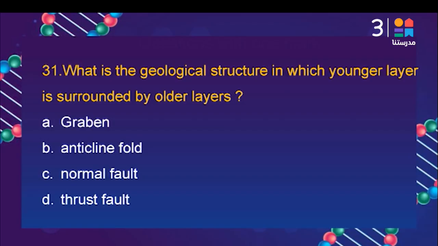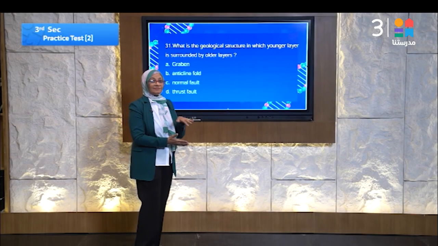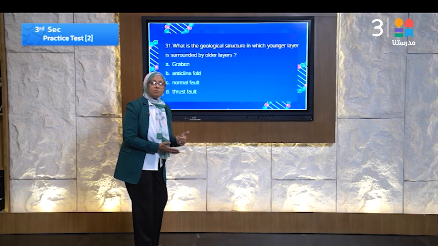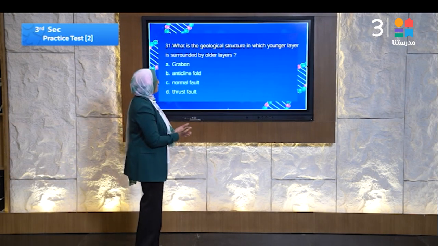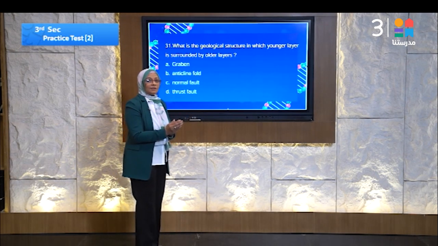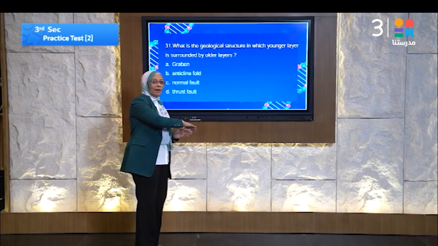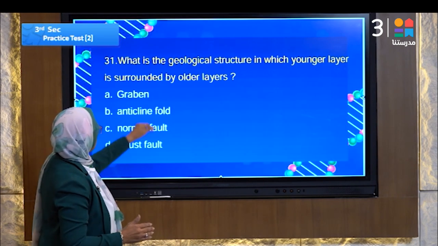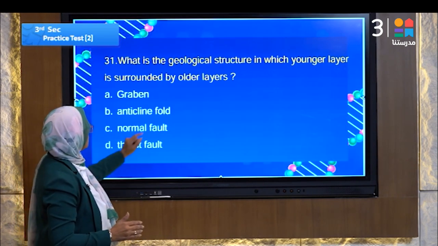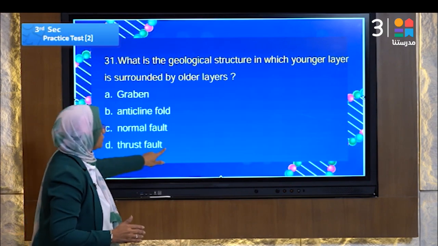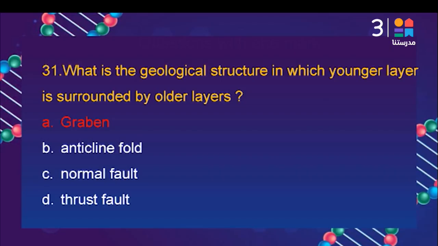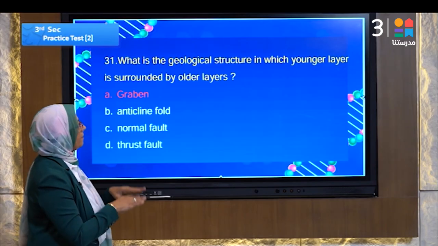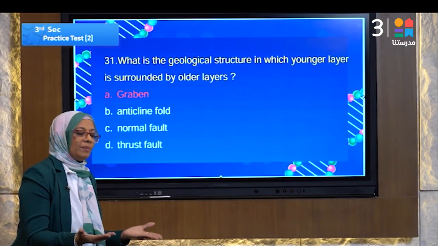Let's go to 31. What is the geological structure in which the younger layer is surrounded by the older layer? It is a movement, because the younger layer becomes inside, but the older layer becomes above. Let's go to the choices. Number A, graben, anticline, faults, normal fold, thrust fold. That means fold. The older one becomes outer. The younger one becomes inside.